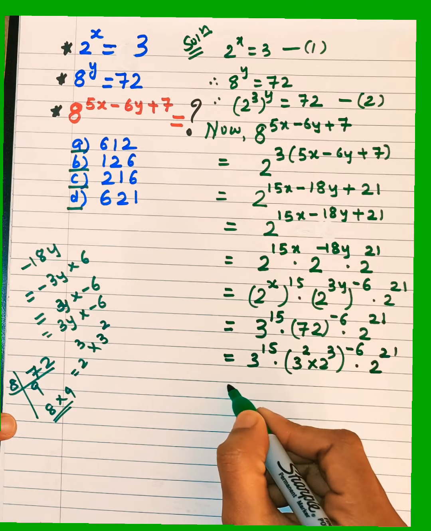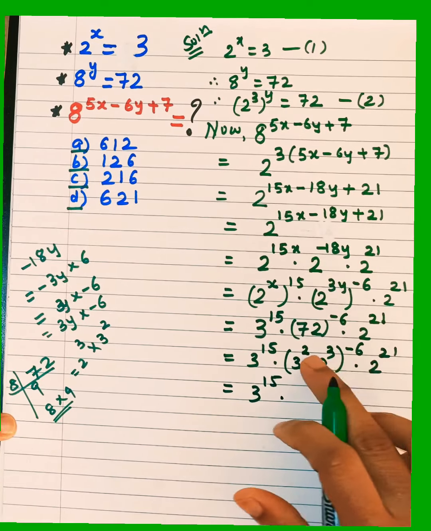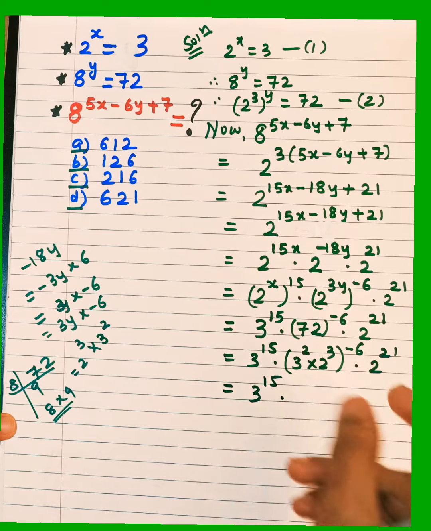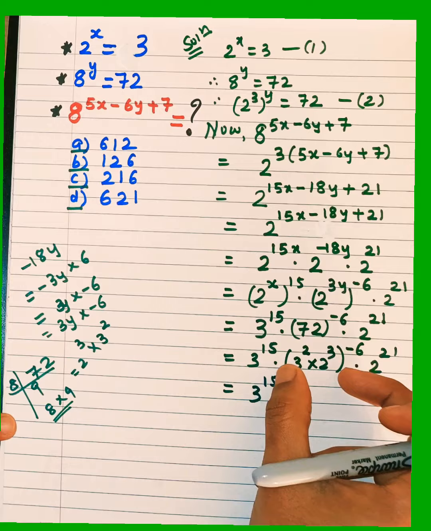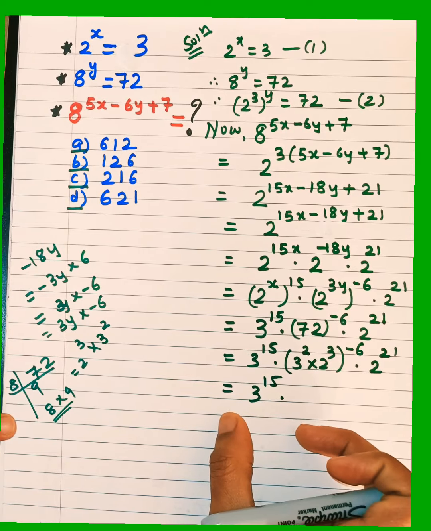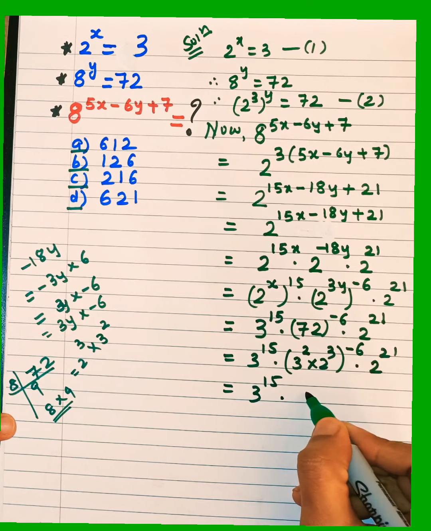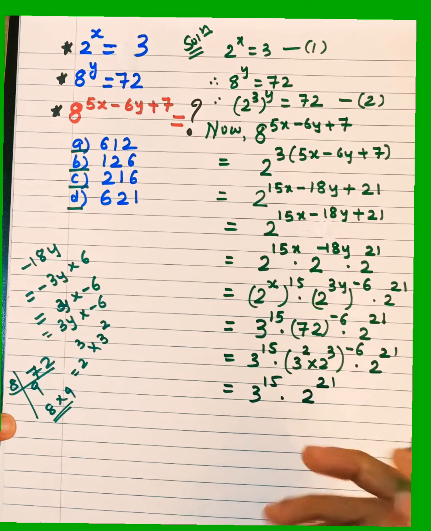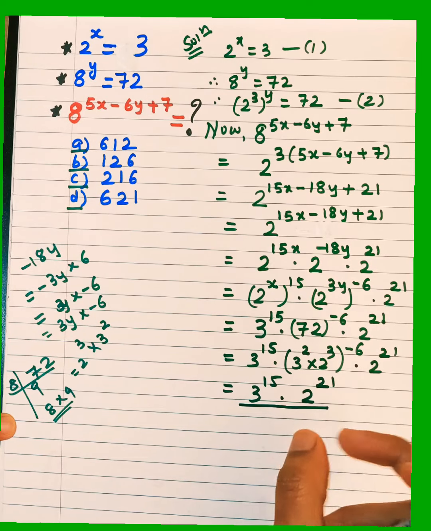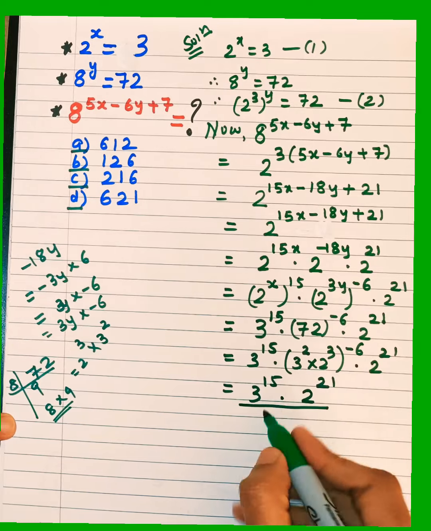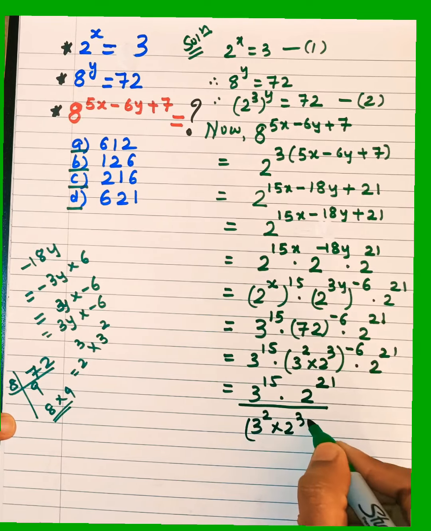Now further what we will do is 3 raised to 15. And this minus 6, as you can see the power is negative, so this whole part can be shifted into the denominator to remove the negative sign from the power. So 3 raised to 15 into 2 raised to 21, both will be left in the numerator, and this whole part I am taking under this term. So it will be 3 square into 2 cube, and this whole raised to 6.